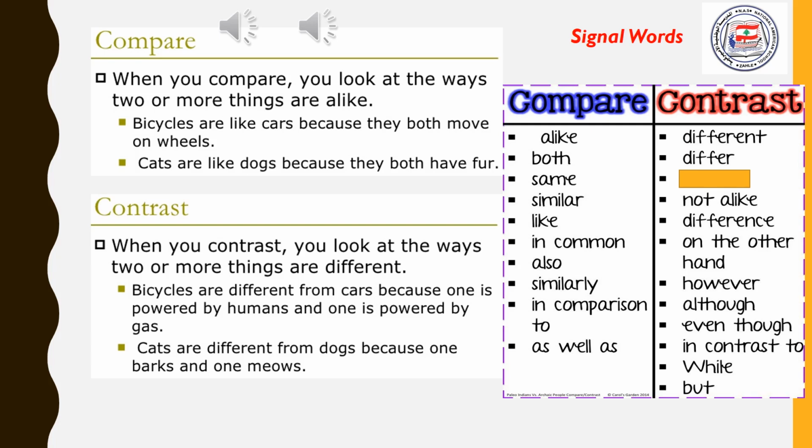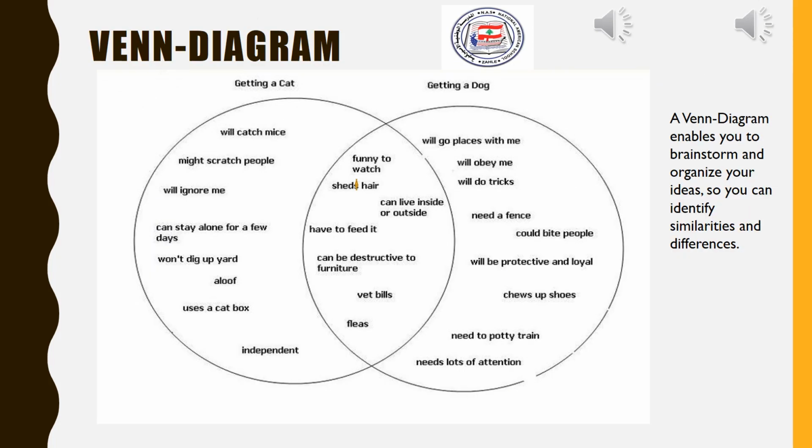The compare signal words are alike, both, same, similar, like, in common, also, similarly, in comparison to, as well as. And the contrast signal words are different, differ, not alike, difference, on the other hand, however, although, even though, in contrast to, while, and but. You can also add whereas and unlike. Take a minute to read them, and please pause the video until you are done.